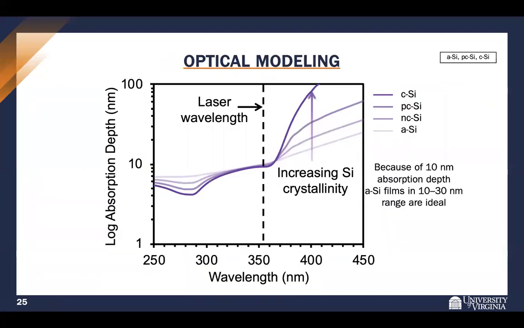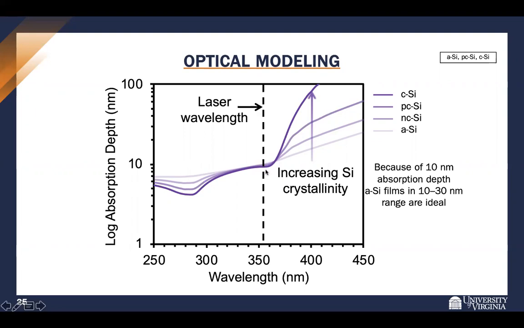So there's an interest in replacing this with laser annealing. First, I'll look at some optical considerations for doing this. If you look at all the different phases of silicon, crystalline silicon shown in the dark purple, amorphous silicon shown in light purple, and then various states of nanocrystalline and polycrystalline silicon in between, the absorption depth for all these different phases is constant at a wavelength of 355 nanometers, which just so happens to be a common laser wavelength. This absorption depth is around 10 nanometers.